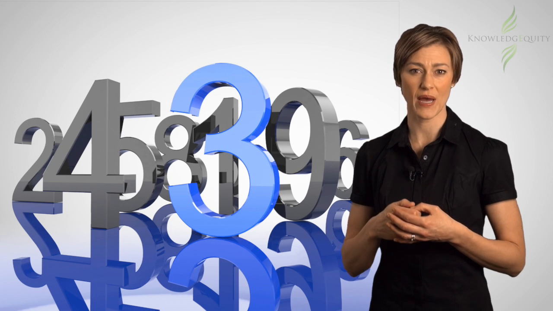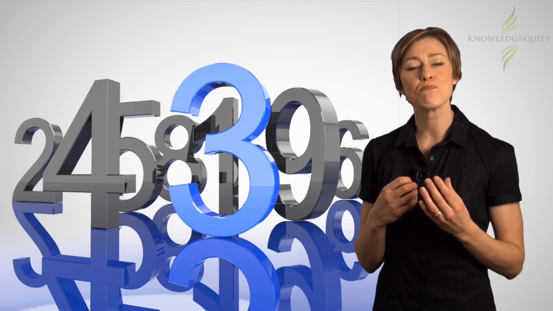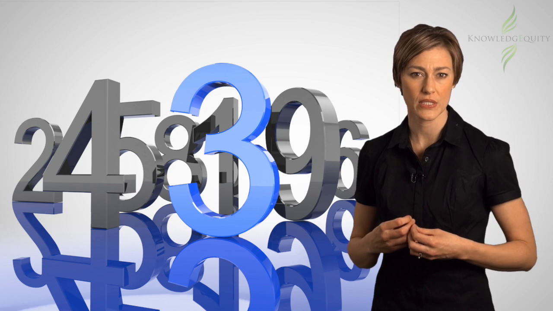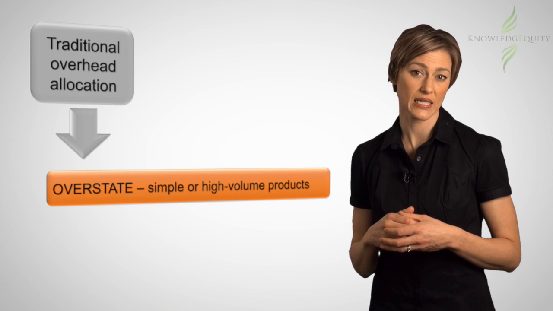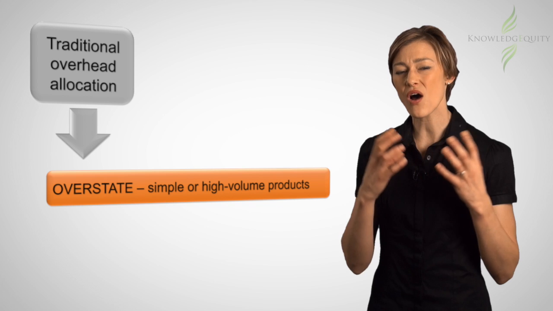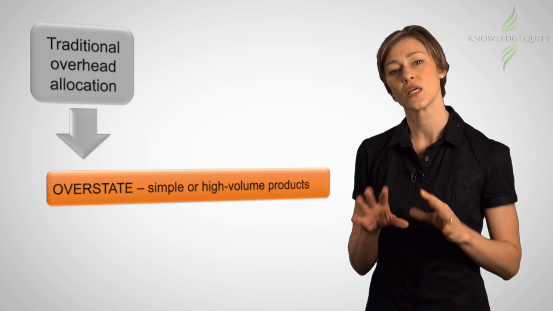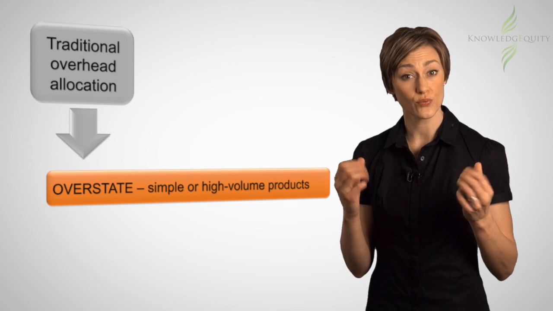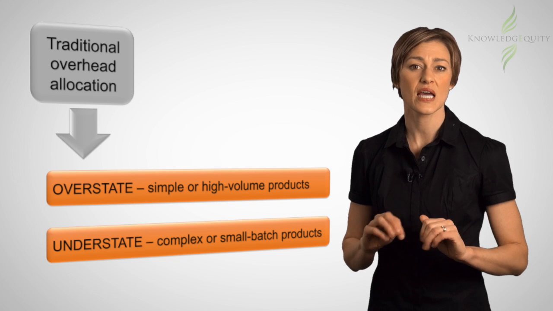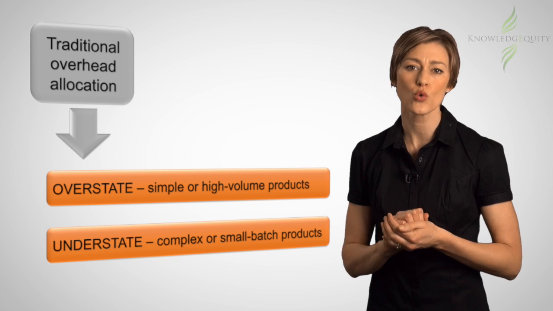When diversity exists between product types and product batch sizes, ABC is much better at reflecting true costs. A conventional cost allocation system is likely to overstate the costs associated with simple but high volume products and will understate the cost of complex or small batch products.